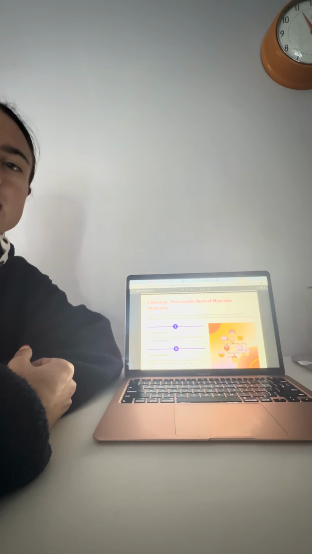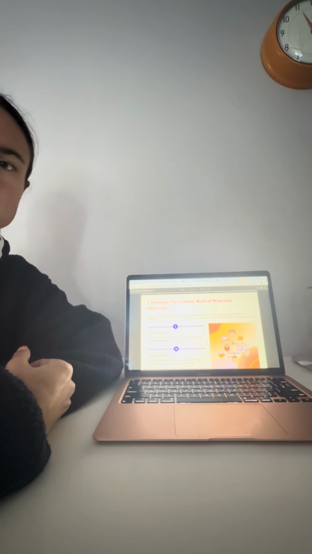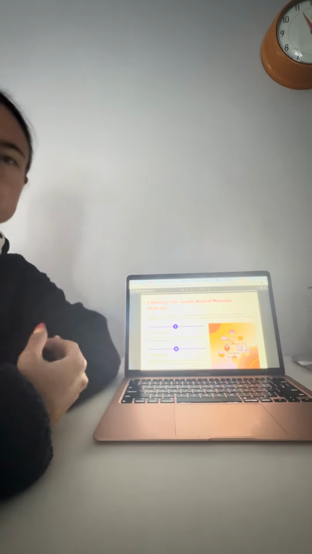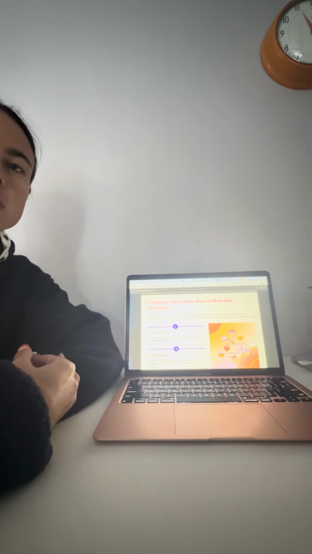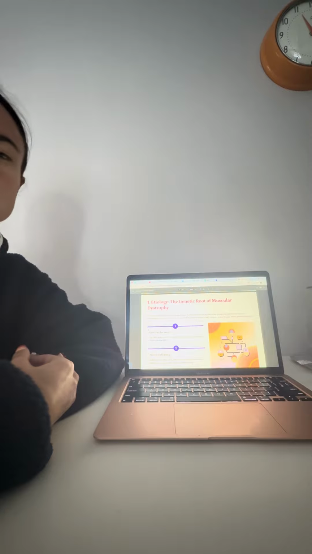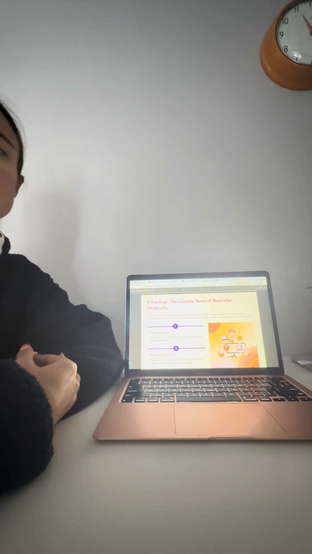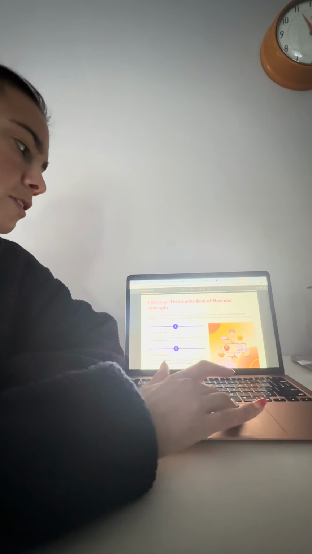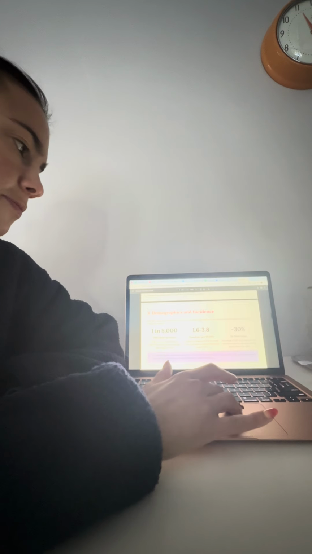Because this gene is on the X chromosome, DMD follows an X-linked recessive inheritance pattern, meaning it mainly affects boys. Girls are usually carriers. Without dystrophin, the muscle cell membrane becomes fragile, so muscle cells get damaged easily and start breaking down over time. So now we're going to talk about the demographics.